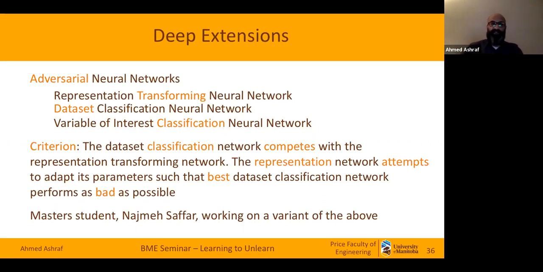The dataset classification network runs its own local optimization to be as good as possible on dataset classification tasks. And you want to make sure that its best case scenario is as bad as possible. So that's why it's called adversarial. They're competing with each other. And one of my master students, Najme Safar, is actually working on a variant of the above problem these days.